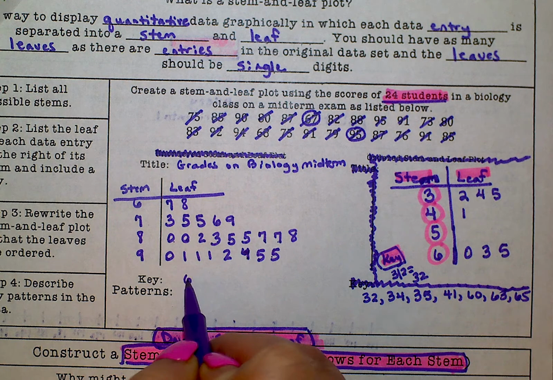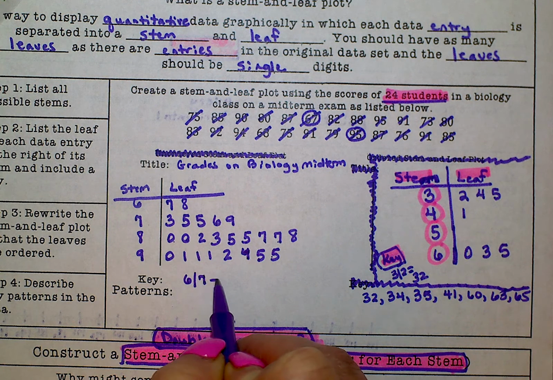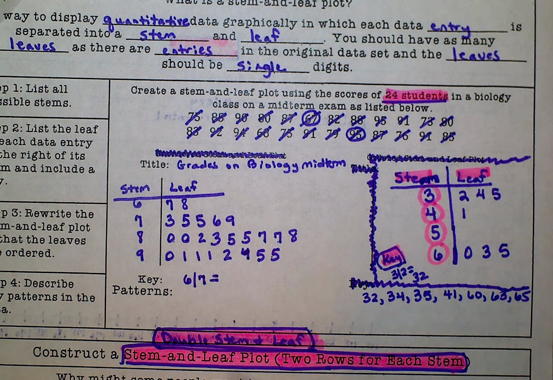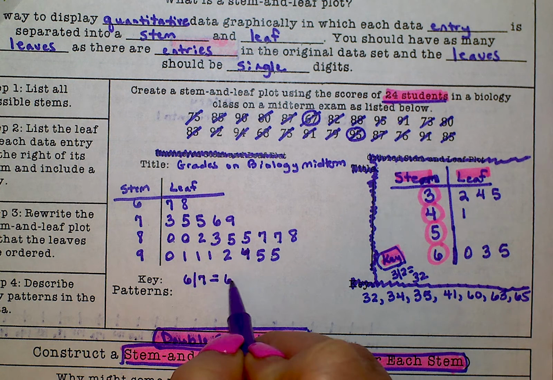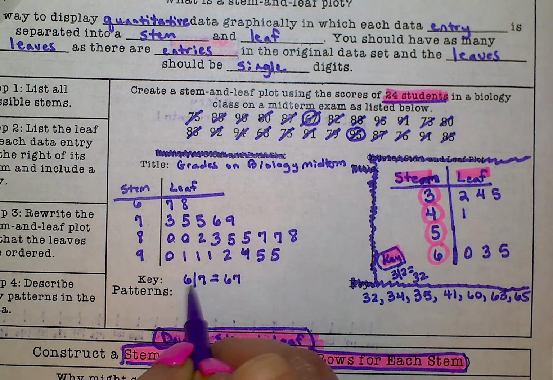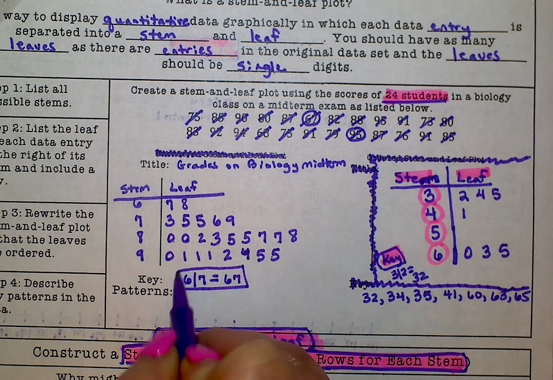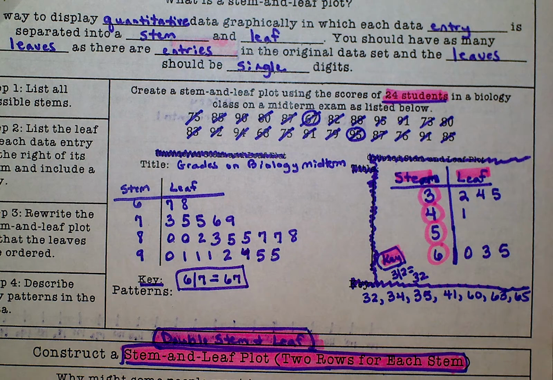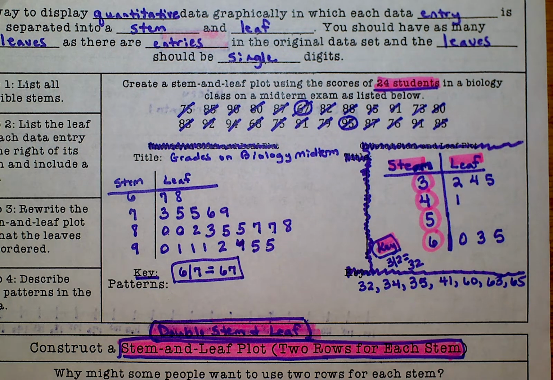So my key, I'm just going to say is 6/7, which would be 67. And normally you just kind of put that in a box with your key there. And then you would put down whatever pattern you notice.